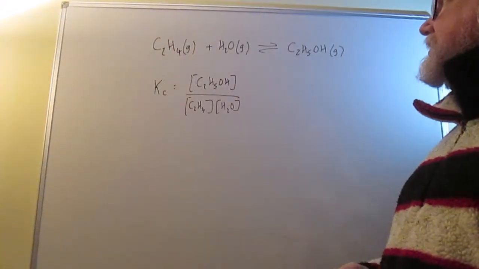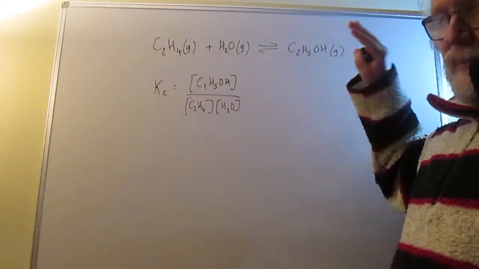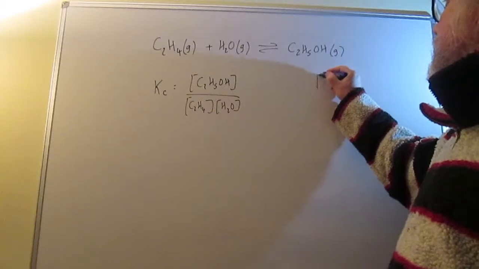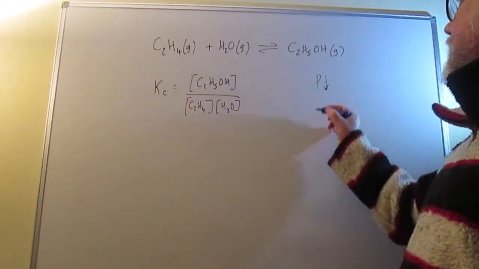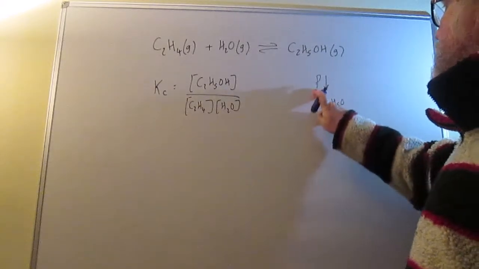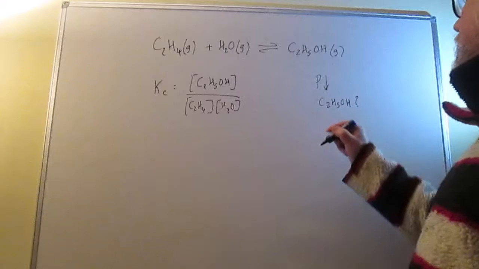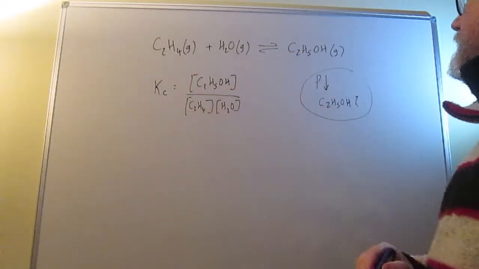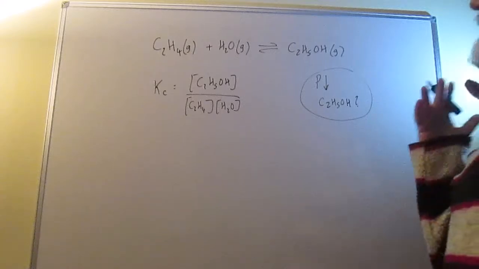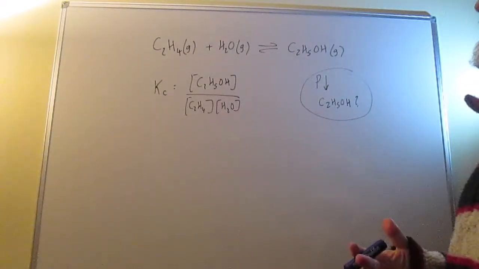Part B is asking us what happens to the amount of ethanol in the mixture if we decrease the total pressure. Okay, so the question is, if the pressure goes down, what happens to the concentration, or rather the amount of ethanol in the mixture? So that's what we're aiming to answer. Now, if it just said that, the easy way to do that, and the way you should do it because it's quick and reliable, is to use Le Chatelier.